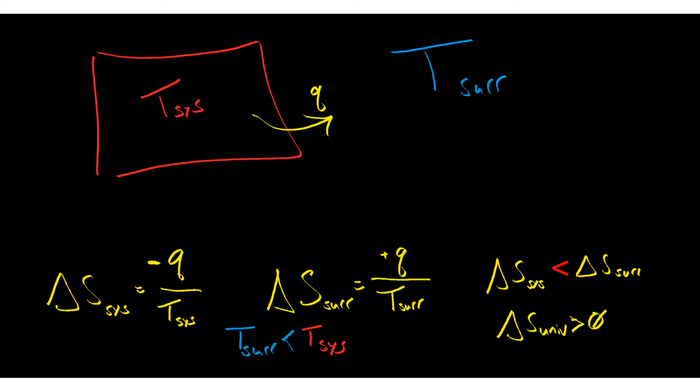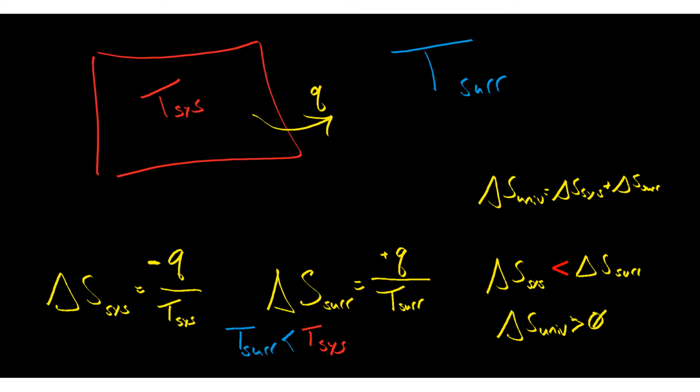Because delta S of the universe is the entropy change of the system plus the entropy change of the surroundings. So that's just directly out of the second law, based on the mathematical definition of entropy itself. The entropy of the universe increases when you have a hot object cooling down. And that's why hot objects always cool down.